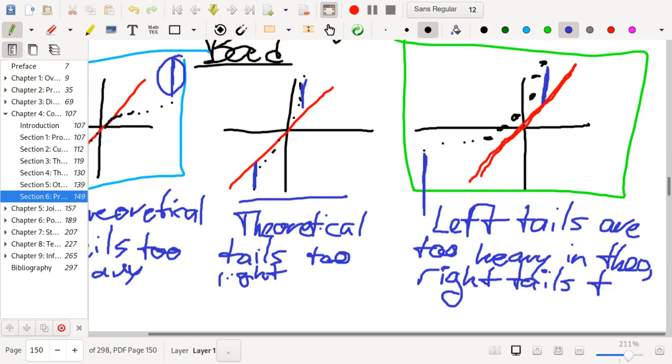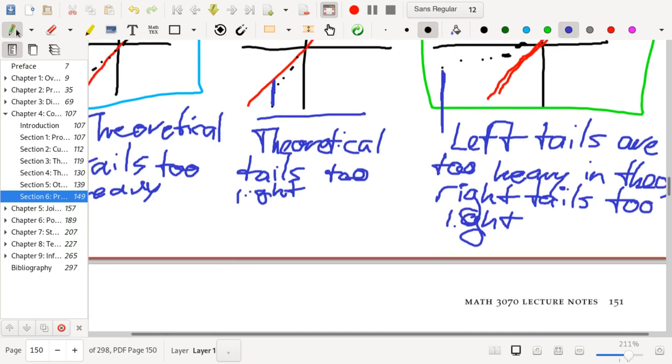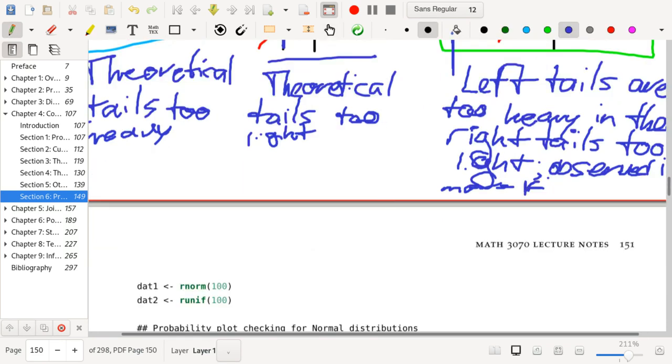This would be a plot that you would see if you were to attempt to fit a normal distribution to an exponential data set, because the exponential distribution has heavier tails than the normal distribution on the right-hand side. It's more right skewed, whereas on the left-hand side, the tail of the exponential drops off to zero, whereas the normal distribution will have heavier tails. So this would be a case where your data set is too right skewed compared to what your theoretical distribution suggests. So the observed is more right skewed.